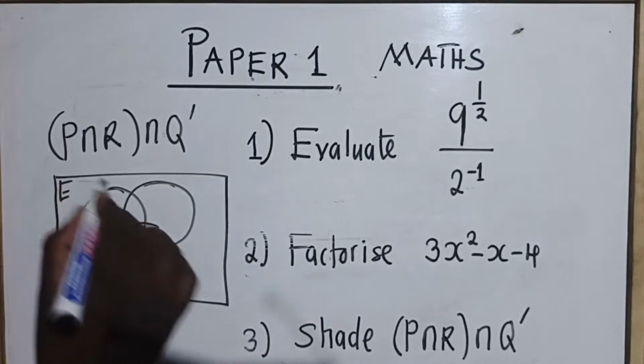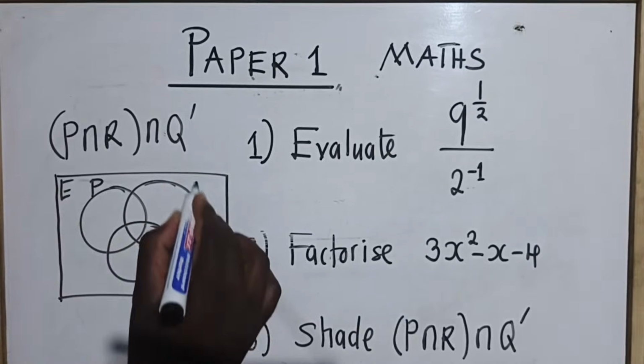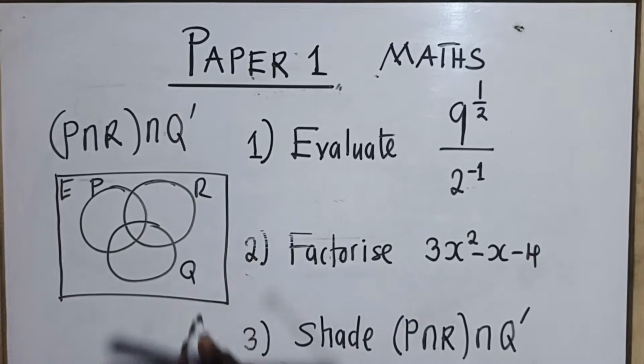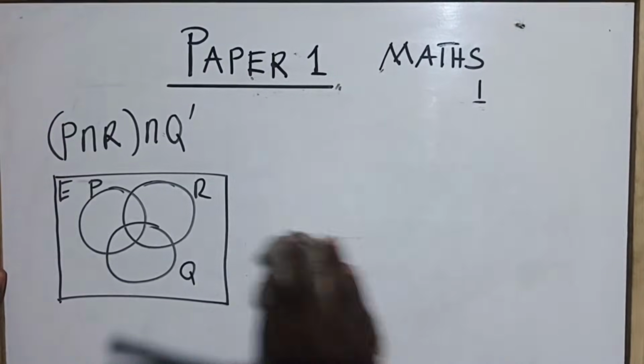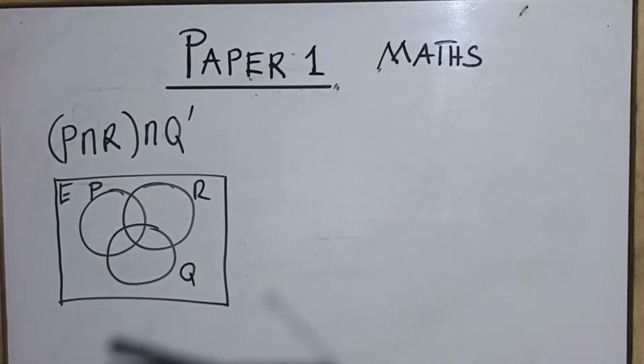Okay? And they'll say this is your P, this is your R, and this is your Q. So they want you to shade. What is it that you're supposed to do? Without wasting our time, we have to list the sets. So just be around, don't go, so that you can watch all the questions, how to work them out.